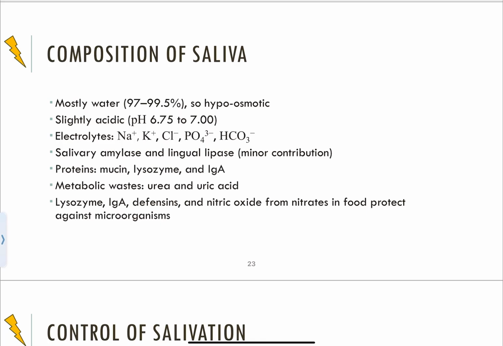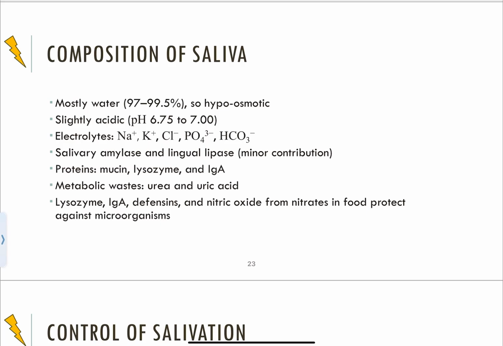We also have the digestive enzyme that we talked about before, salivary amylase. We also have lingual lipase, but I don't really consider that a digestive enzyme in our saliva because it only makes a minor contribution to our overall fat digestion. Really, when we're talking about the enzyme that's breaking down our macromolecules in our mouth, we're focused on salivary amylase for starch or carbohydrates. We also have some proteins like mucin, lysozyme, and IgA, as well as waste products like urea and uric acid.